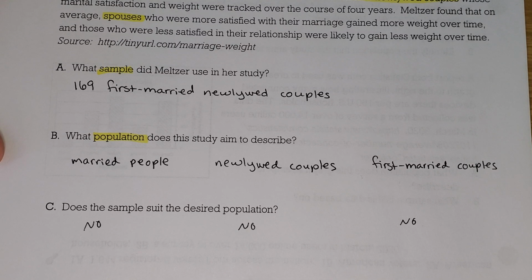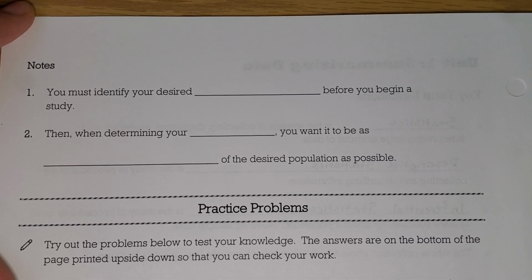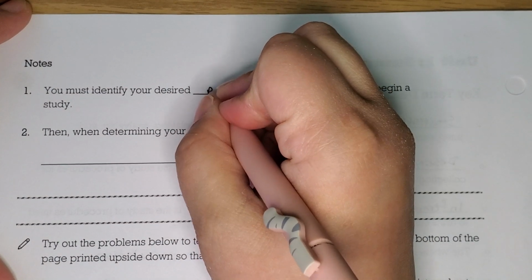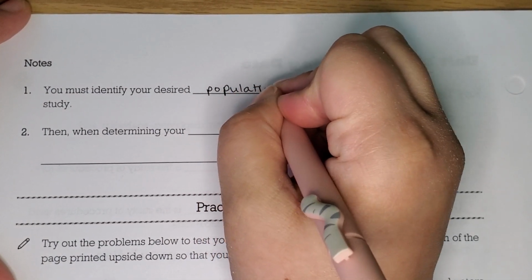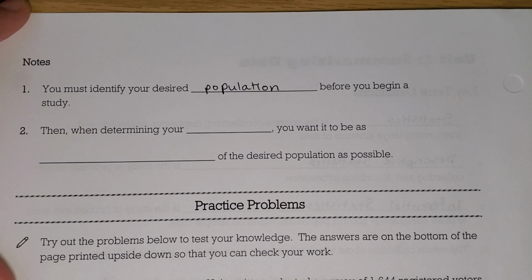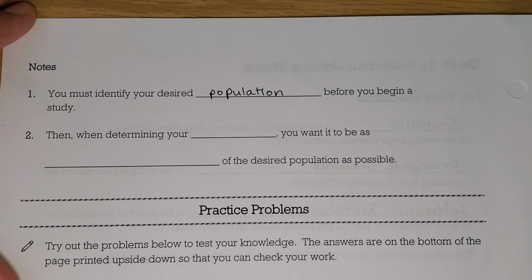All right, so I have just 2 notes to summarize these results, and that will wrap it up for this video. Okay, so the first note is that before you even begin your study, it's going to be important to identify the population you care about. So in the example we just looked at, if Andrea Meltzer was interested in first married newlywed couples, then that makes sense for the sample she picked. But if the population she was interested in was just married people in general, then that was probably not a good sample. So before you do a study, you want to make sure you identify the population.